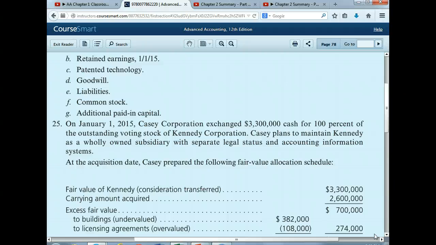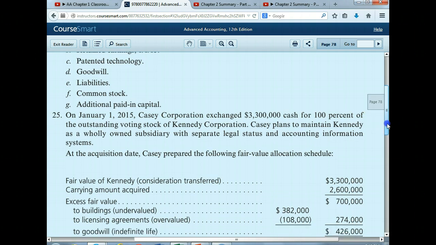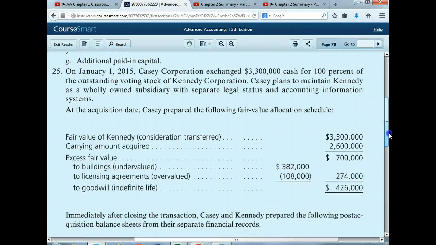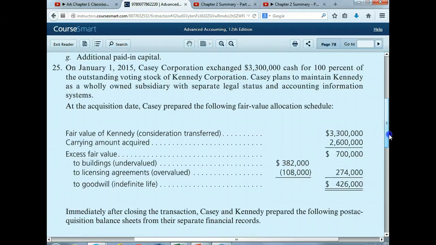Because they're going to continue to operate separately, we'll have to do some different aspects here. At the acquisition date, Casey prepared the following fair value allocation schedule. It showed the fair value of Kennedy, what we're selling it for, the carrying amount acquired, the excess fair value. So the excess value goes to buildings, and then the license agreement is undervalued. So we've got excess fair value of $274. If we take that away from the $700,000, we've got goodwill of $426. Okay?